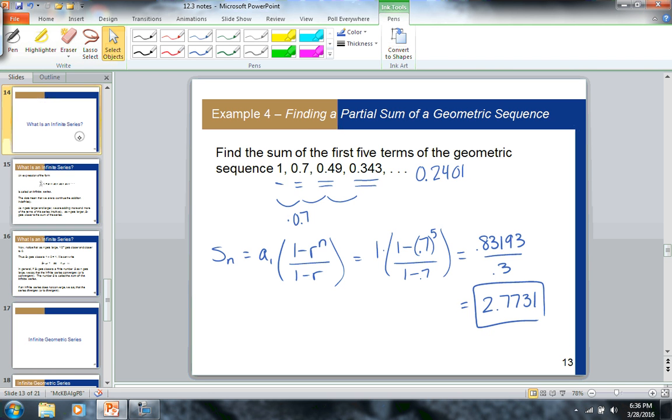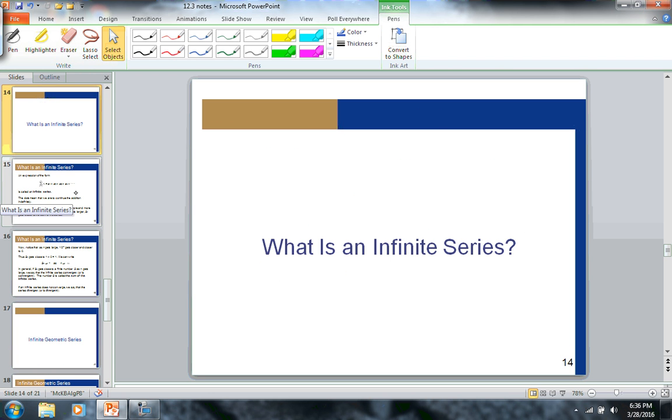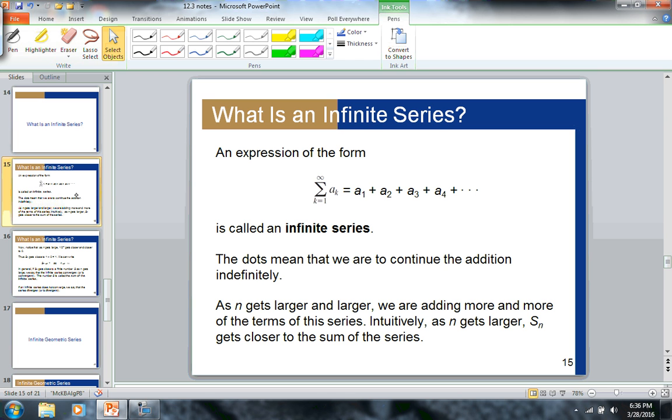All right, so now we have to talk about an infinite series, and this is our last couple of concepts here. And an infinite series just means that we are going to be adding everything up to infinity. So we're going to add our first term, our second term, our third term, and so on, all the way up to infinity. So you'll notice at the top of your summation notation there, you have the infinity symbol. Now what this means is as n gets larger and larger, we keep adding more and more terms. So as n gets larger, that partial sum is going to get closer and closer to the sum of the series.